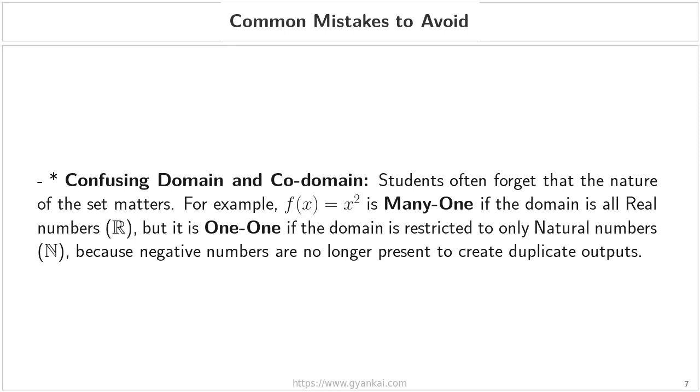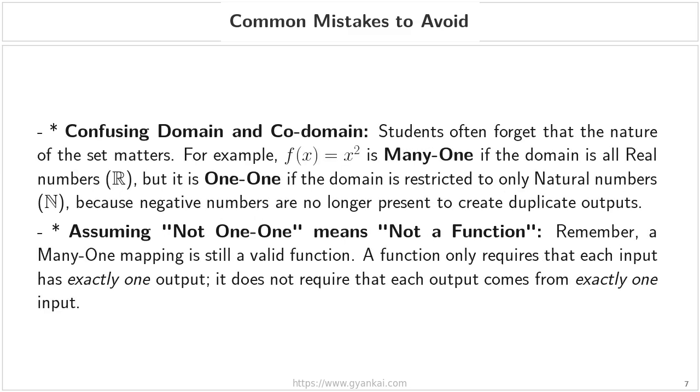For instance, remember the example from the previous slide where f of x equals x squared was a many-one function? That was because our domain was the set of all real numbers. However, if we restrict the domain to only natural numbers, that same function becomes a 1-1 function. This is because, by removing negative numbers from the domain, we no longer have two different inputs that produce the same output.